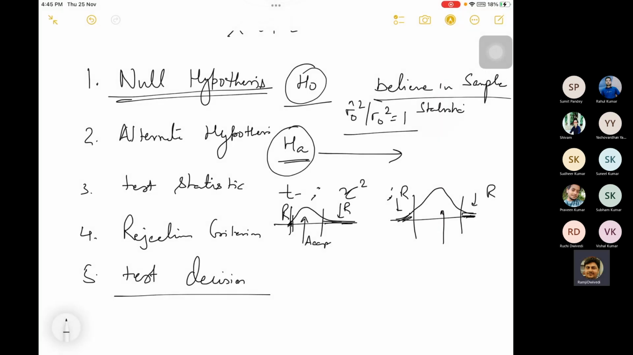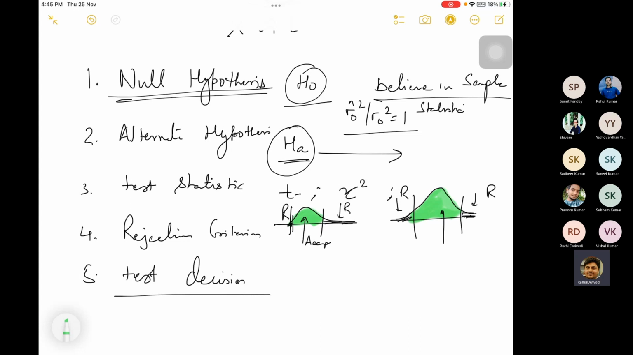So if your values suggest that they are in this range, in this region, then only you will accept it. So this range is the area where you will accept your hypothesis. If you want your null hypothesis to be accepted, that means you need your statistic to support your answer in between this region. Okay.